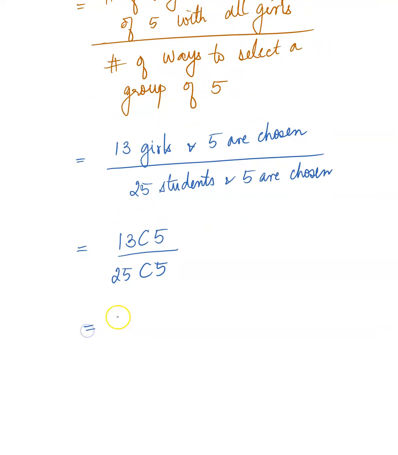It comes out as 1287 divided by 53130, which is 0.02422. You can leave it as a fraction there, but if you wanted to really see what that could be in terms of percentage, it's roughly 2.4%. Okay, so that's the probability of getting all girls. So the probability of selecting a group of 5 which is all girls is 2.4%. There's a 2.4% chance of selecting a random group that has all girls.